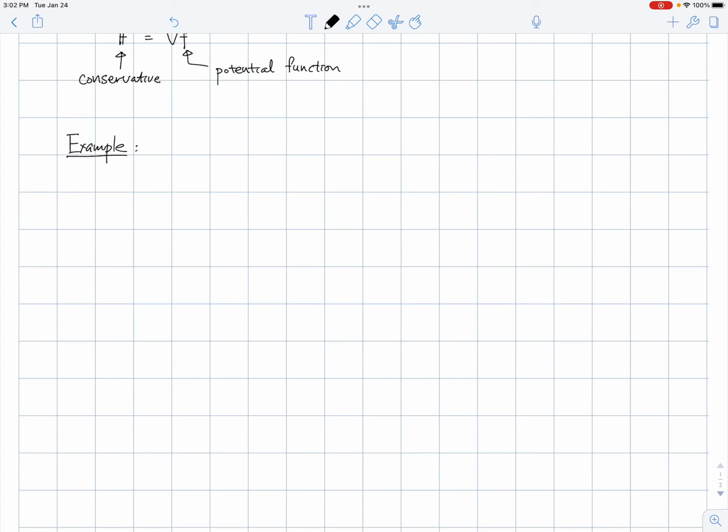And let's see how we can find a potential function. Find a potential function for f being 2xy i plus (x squared minus y) j.